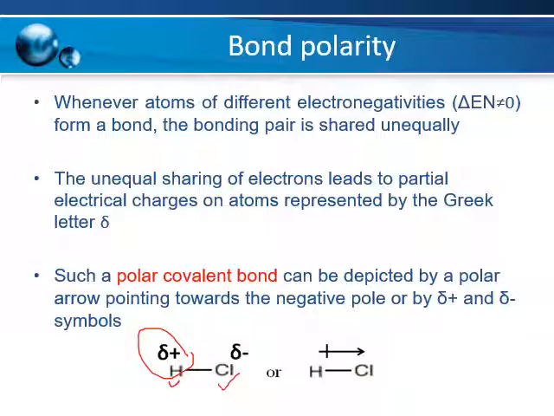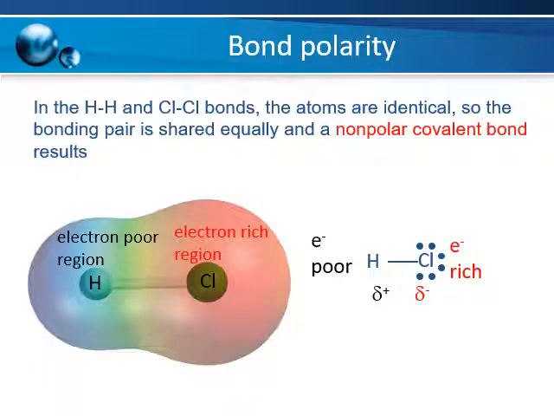electropositivity symbol. This one has the electronegativity symbol. If you want to differentiate them using this symbol, or else we can differentiate them by using an arrow. Put it like this for electropositive, and then towards electronegative is an arrow. So in H-H and Cl-Cl bonds, the atoms are identical, so the bond pair is shared equally and a non-polar covalent bond results.